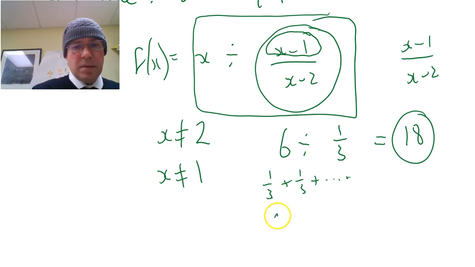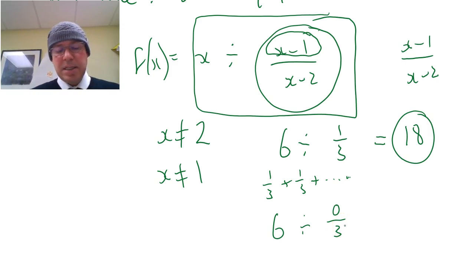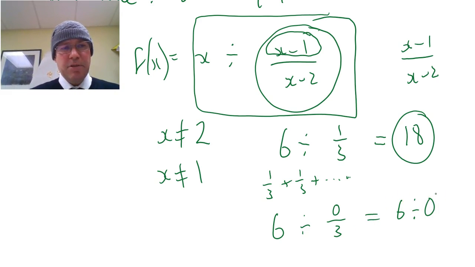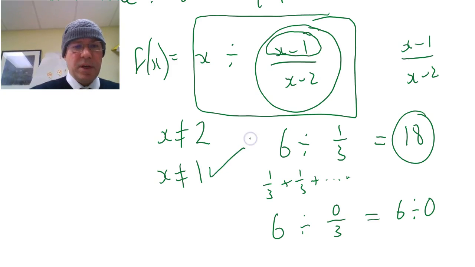Now let's consider making that 1 a 0. Clearly now we're saying 6 divided by 0 over 3. Well, 6 divided by 0 over 3 is 6 divided by 0. So we're saying how many times repetitively can we add 0 to get to 6? And of course we would go on for an infinite number of times. So clearly our numerator there cannot equal 0. It's undefined, giving us the x not equal to 1.